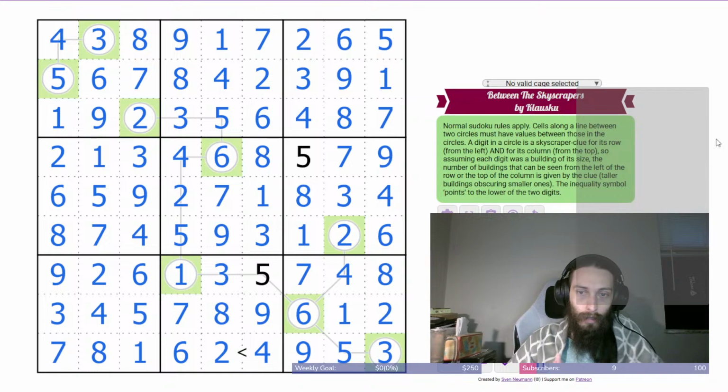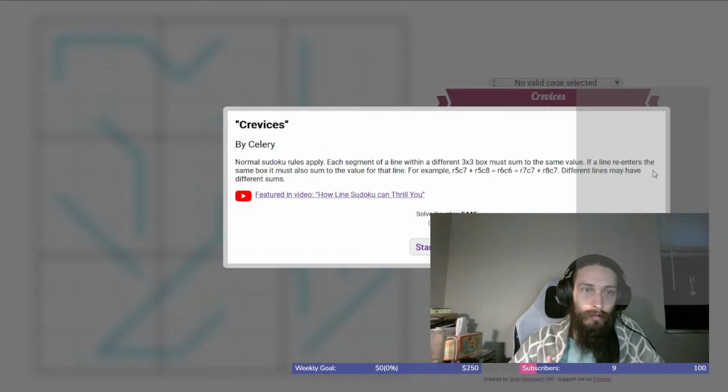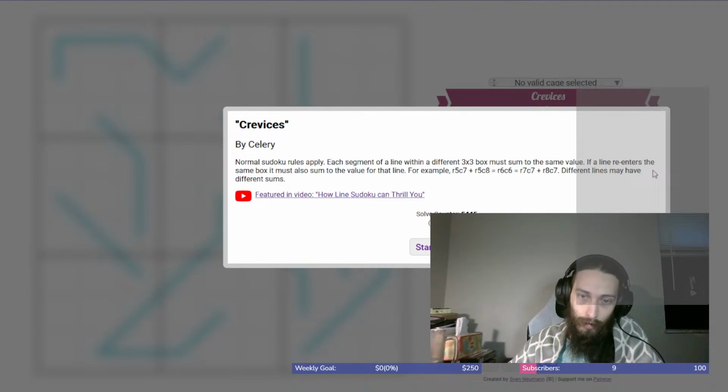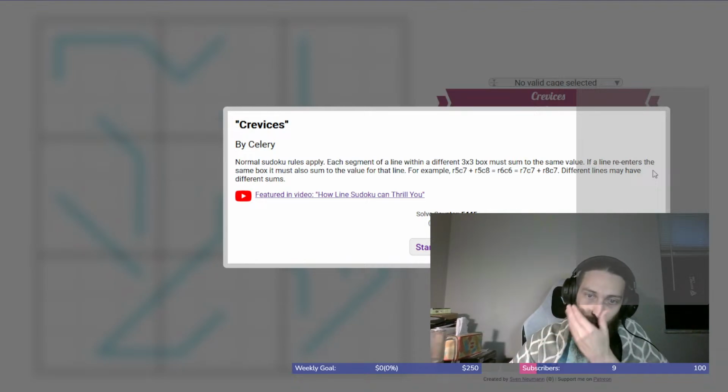Yeah. All right. Then, crevices by celery. Normal Sudoku rules apply. Each segment of a line within a different 3x3 box must sum to the same value. If a line re-enters the same box, it must also sum to the value for that line. For example, row 5, column 7 plus row 5, column 8 is equal to row 6, column 6, and row 7, column 7 plus row 8, column 7. Different lines may have different sums.